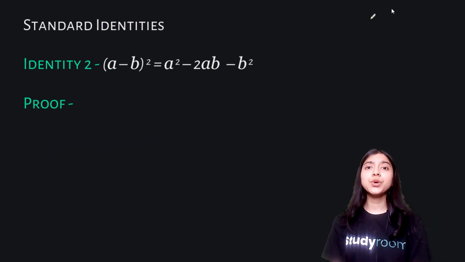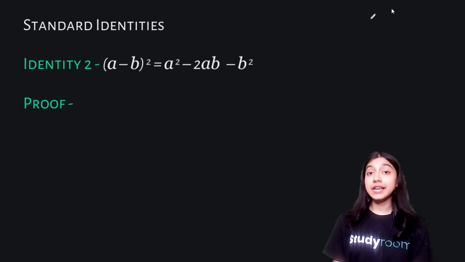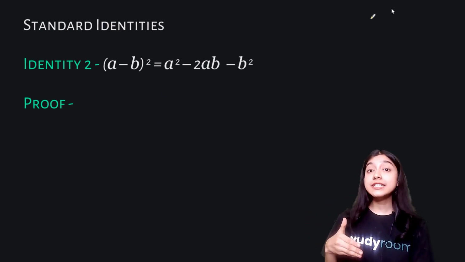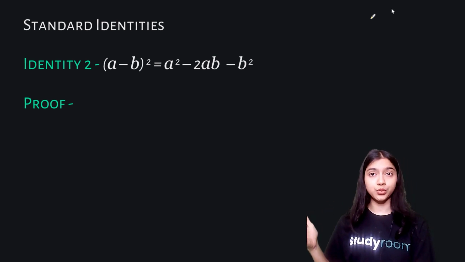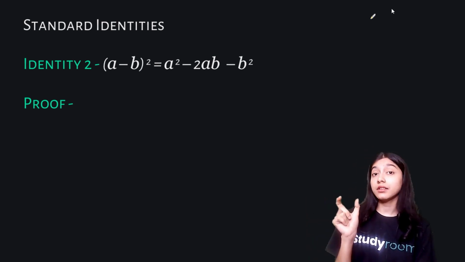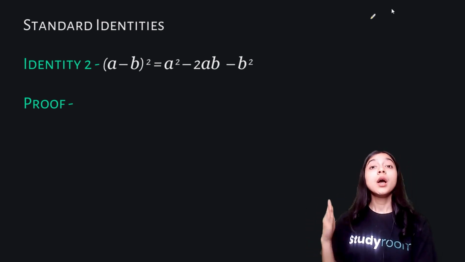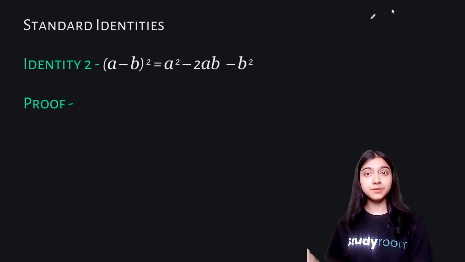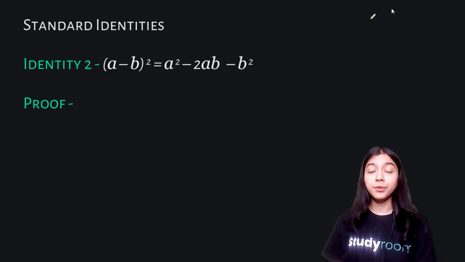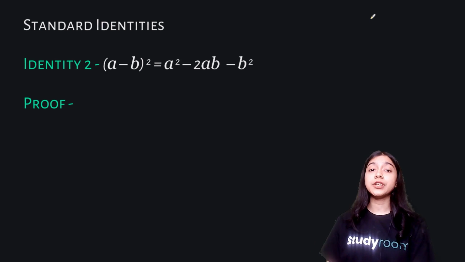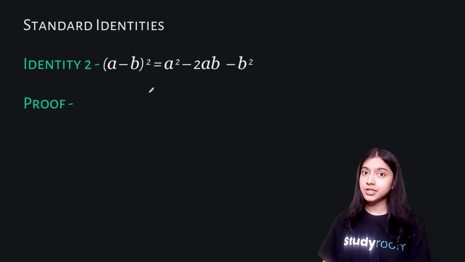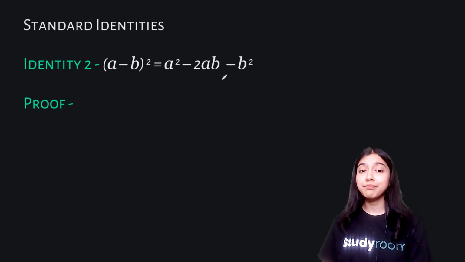Now I'll teach you a very similar but a different identity, that is (a minus b) whole square. Previously I taught you (a plus b) whole square. The only difference is the sign that is in between a and b. So (a minus b) whole square gives us a square minus twice ab plus b square. So it is very easy to remember. The only difference is the sign of 2ab. In the previous one, we had plus 2ab. In this one, we'll have minus 2ab.